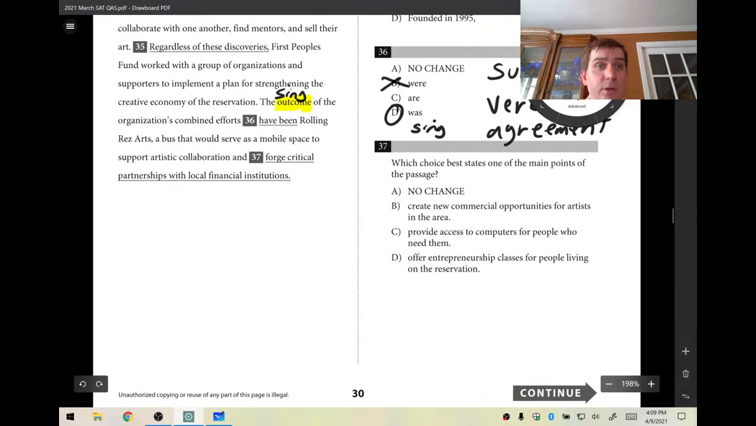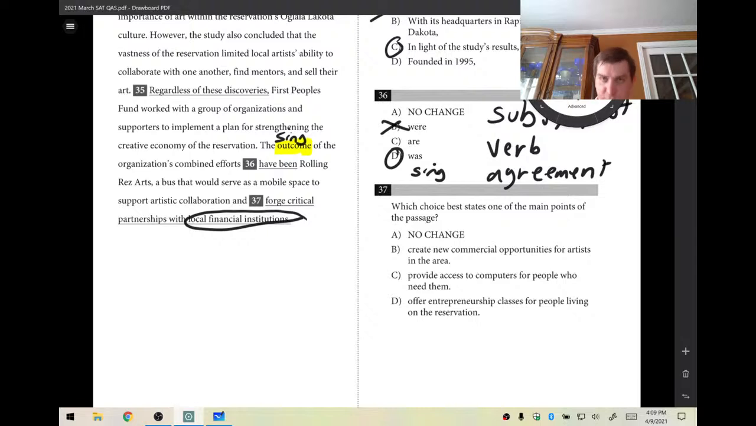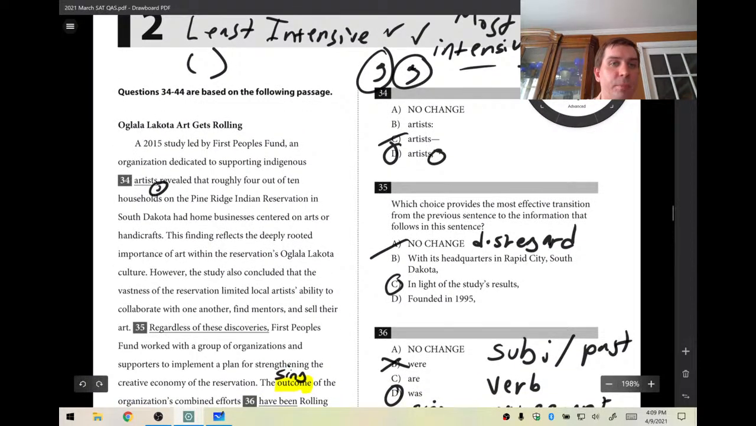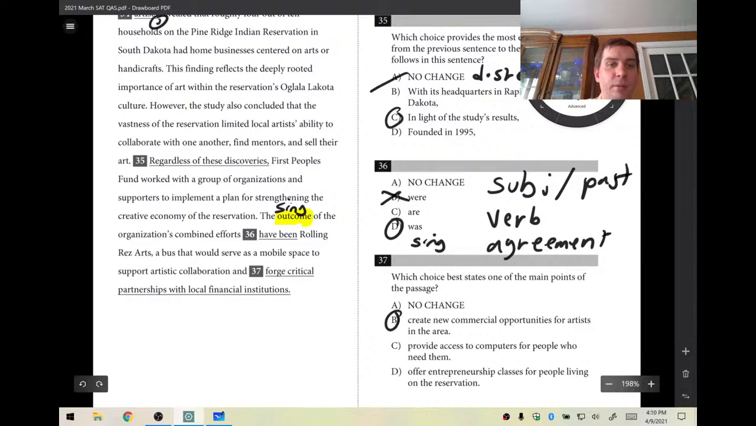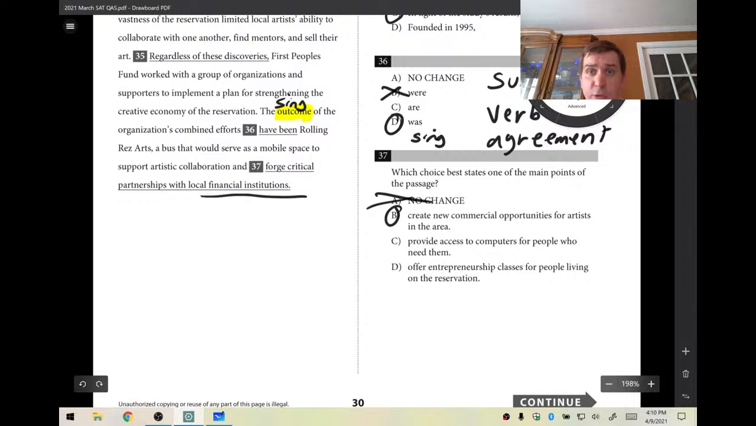All right, 37. Here's the second half of that. Which best states one of the main points of the passage? Was it these financial institutions? Was that the main point of the passage? The main point of the passage was about creating new commercial opportunities for the artists, not for the financial institutions. Do you agree that we care more about the Lakota people than we would randomly care about ambiguous financial institutions? So that's definitely out. Yeah, it creates more opportunities for the artists. We care about the artists, not the local financial institutions.